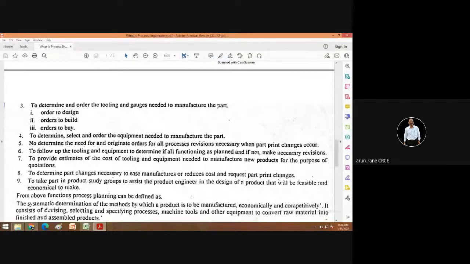you will order, that is, order to design, order to build, and order to buy. Means what? You will coordinate with the design department, that is the tooling department, for designing these jigs, fixtures, dies, molds. We will also coordinate with the tool room.